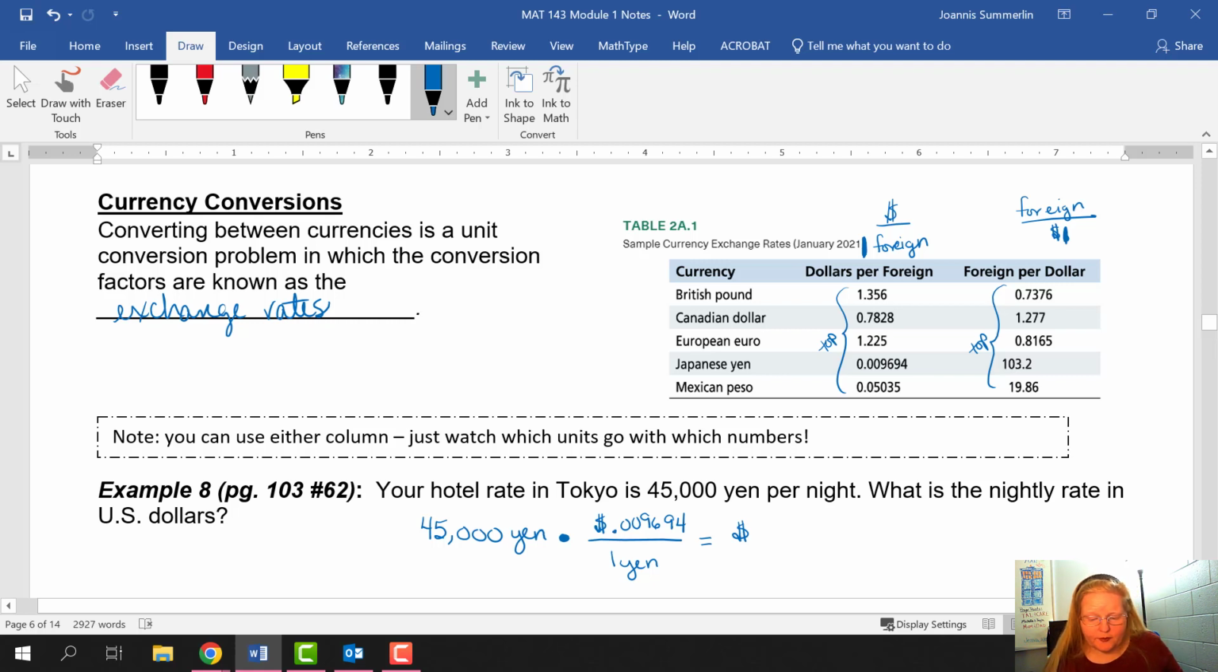Multiply across, divide by the bottom, make sure you cancel out your units. We still have dollars on top, so the dollars get to stay. When I multiply across and divide by the bottom, I get $436.23. Whenever we're dealing with money, you always want to round to the nearest cent.